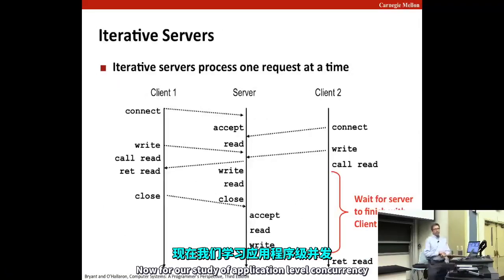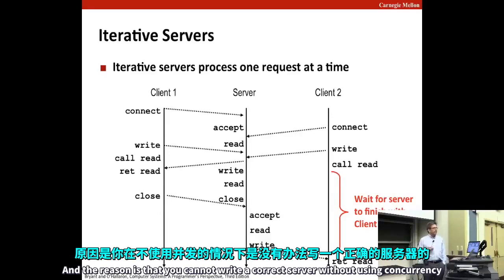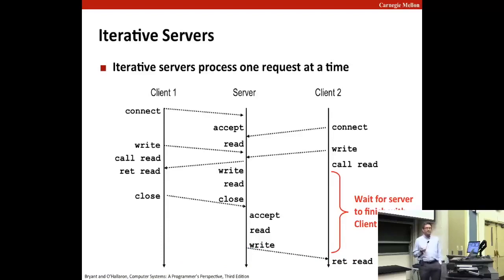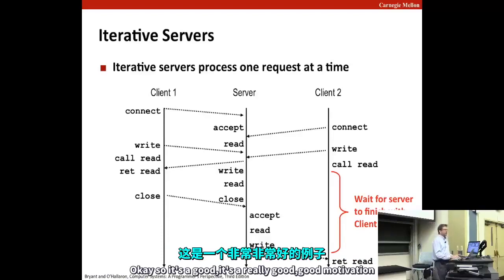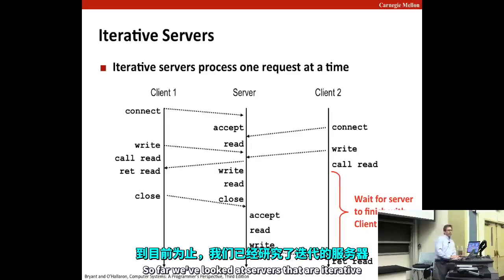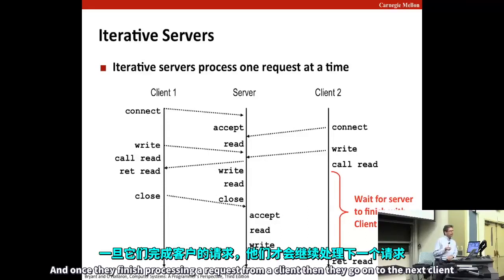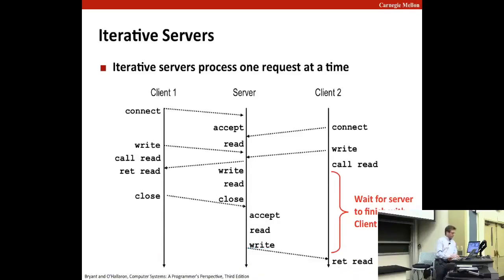Now, for our study of application level concurrency, we're going to use servers as a motivating example. And the reason is that you cannot write a correct server without using concurrency. Okay. So it's a really good motivation. And here's the reason. So far we've looked at servers that are iterative. So they only process requests from one client at a time. And once they finish processing a request from a client, then they go on to the next client, right?